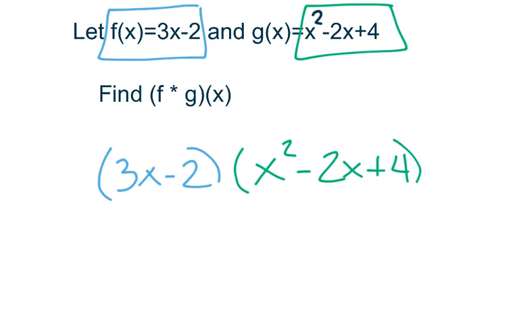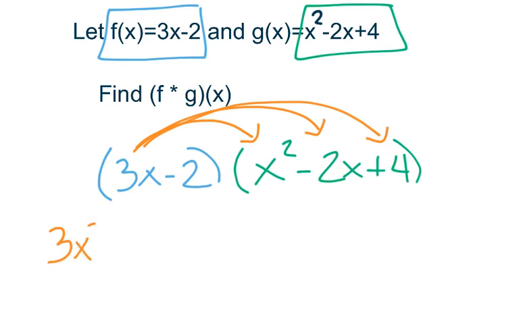So I'm going to color code this one. We're going to take 3x, and we're going to multiply it to everything in the next function. So 3x times x squared is 3x cubed. 3x times negative 2x is negative 6x squared. 3x times a positive 4 is a positive 12x. So we have distributed that 3x to everything in the second function.